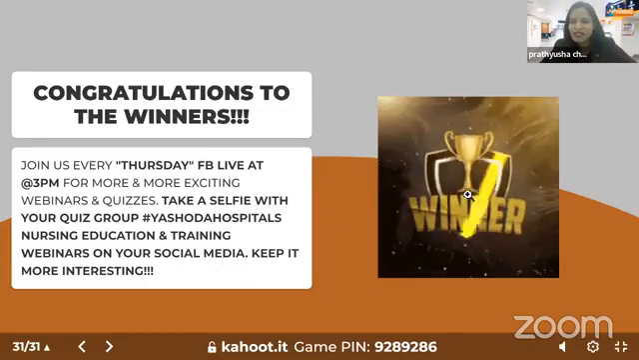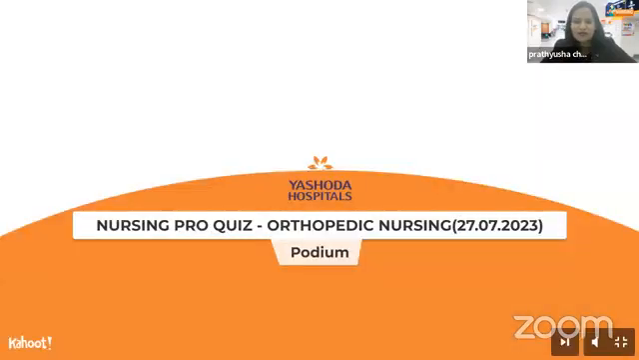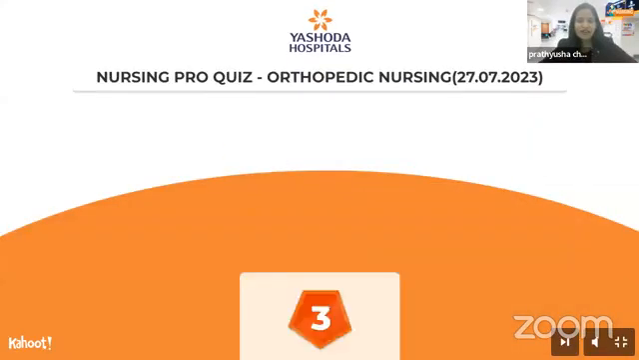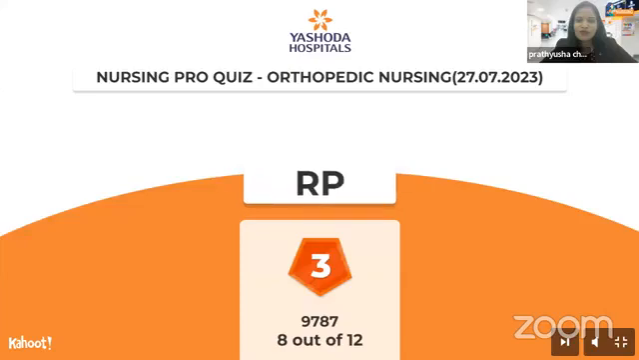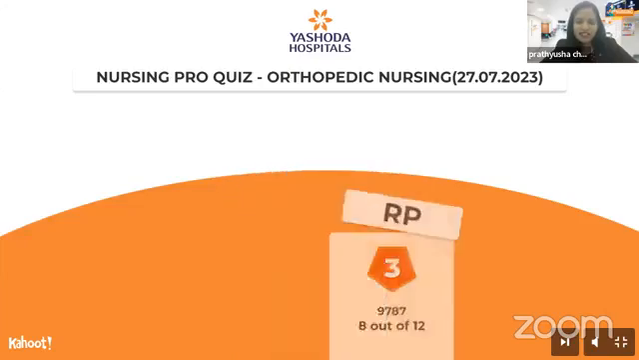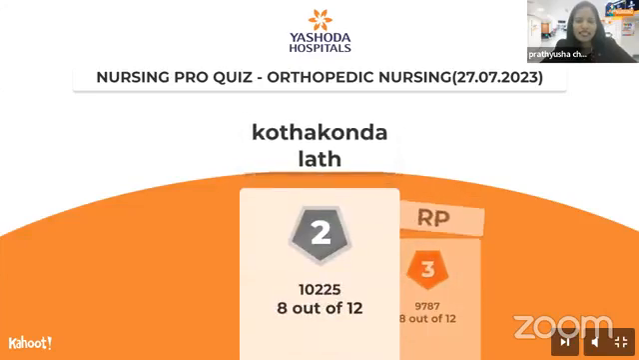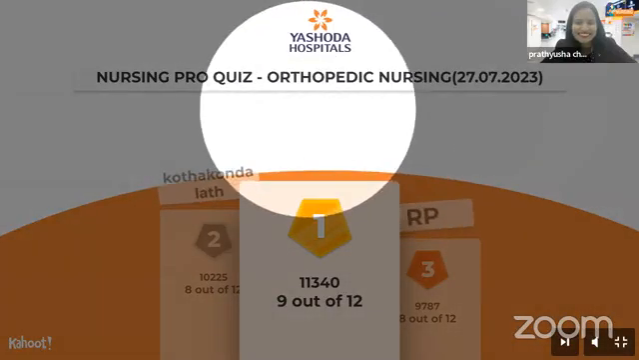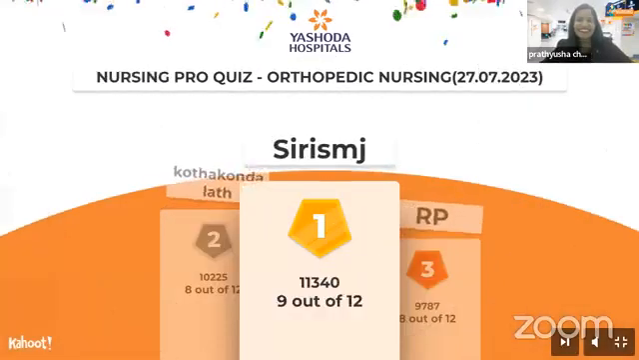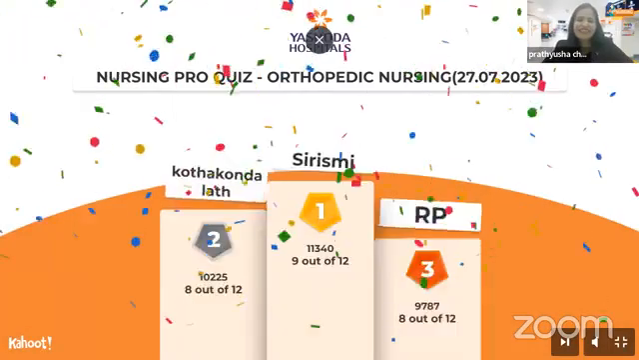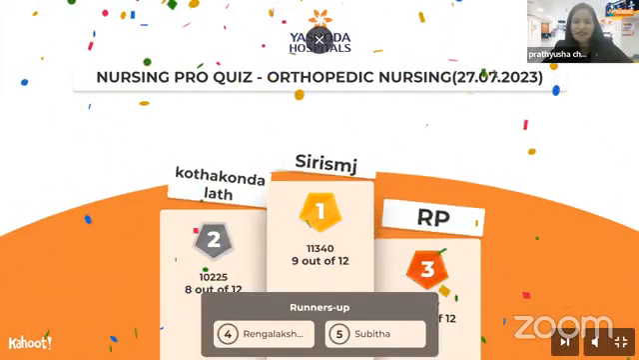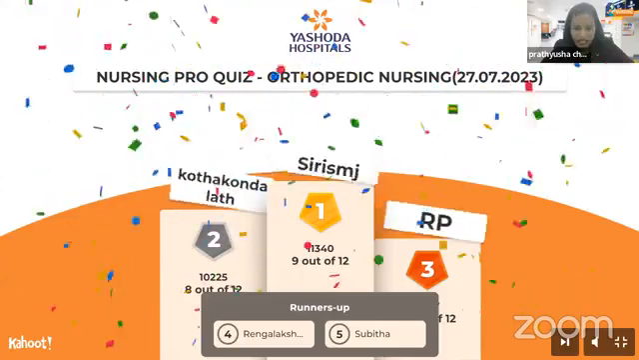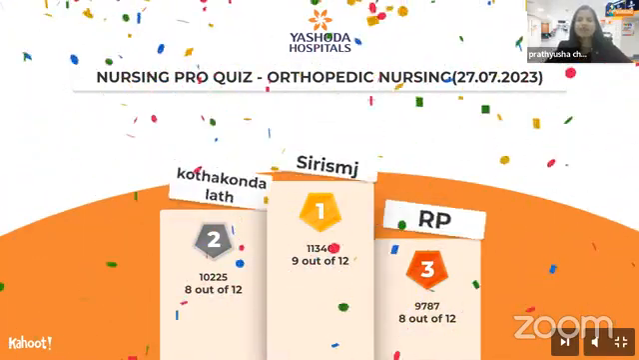Wonderful job, everyone. So now let me show you the scoreboard. So who's on the top? In the nursing pro quiz on orthopedic nursing, the top 3 is RP, the top 2nd is Kottakonda Lata, and I think none other, all of us know that, Siri SMJ is on the top. Wonderful, everyone. Thank you so much. And thank you, Rangalakshmi and Subita, you are on the top.